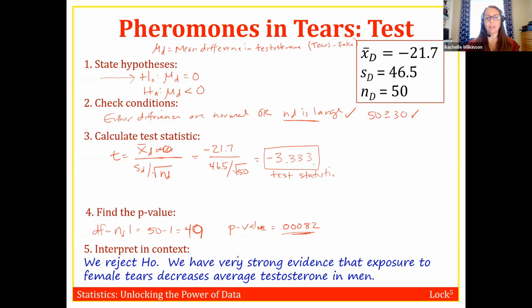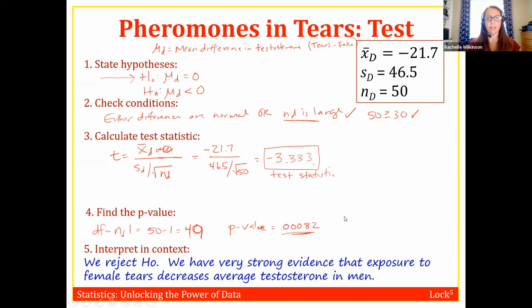One thing with these paired data problems is that we can look back at how we took our difference and use that in context in our conclusion. So my alternative was that the mean difference is less than 0. What that meant is that the tears had lower testosterone levels than the fake tears. So the tears reduced the testosterone level. And I can use cause and effect words like that because this was an experiment, right? This wasn't just an observational study.